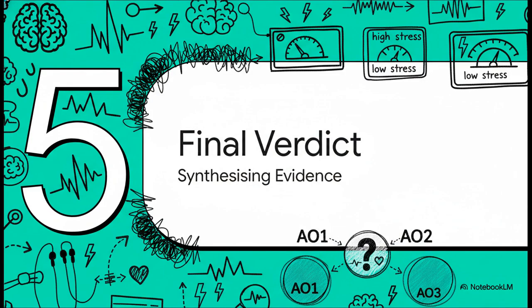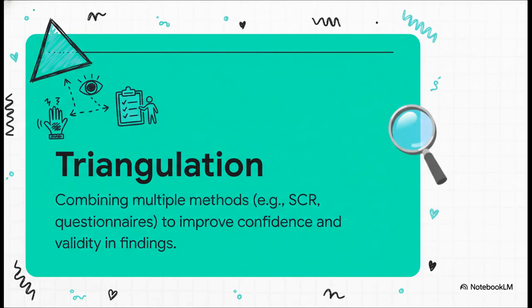So where does all this leave us? Let's pull all of our AO1, AO2, and AO3 points together and try to form a really strong, sophisticated conclusion. Is SCR actually a powerful tool for measuring stress? The best answer really lies in this concept, triangulation.